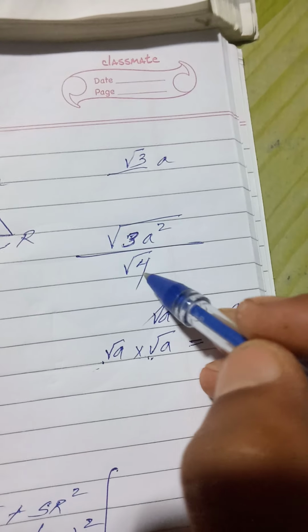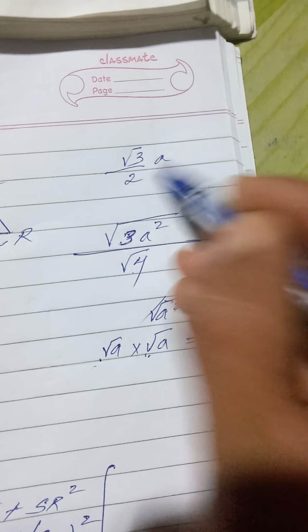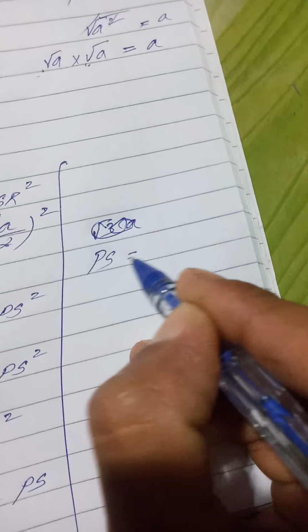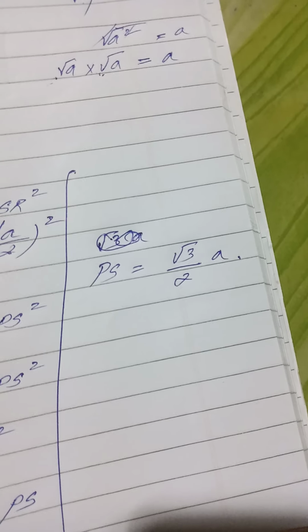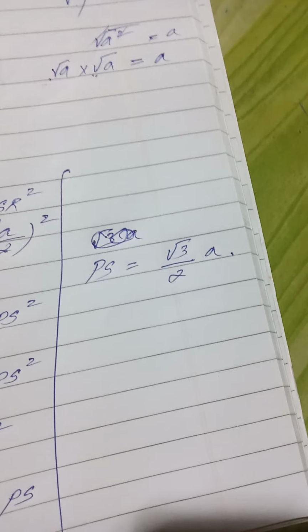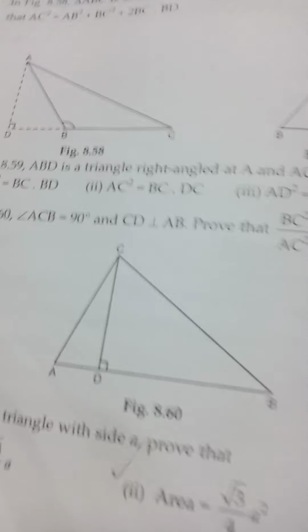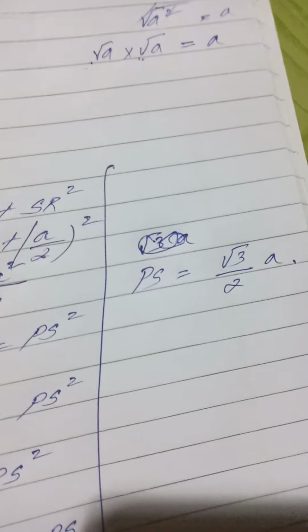Then the square root of 4 is, you know that, 2. So that means the answer is PS equal to root 3 divided by 2 into A. So that is the answer to step number 1, because in step number 1 we are going to find the altitude, which equals root 3 by 2A. So PS is the altitude, and we found root 3 by 2A.